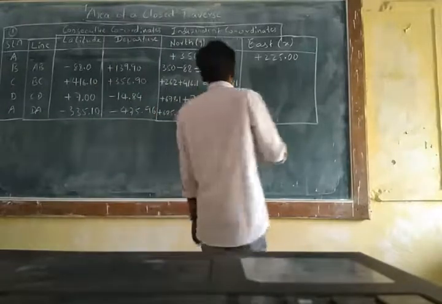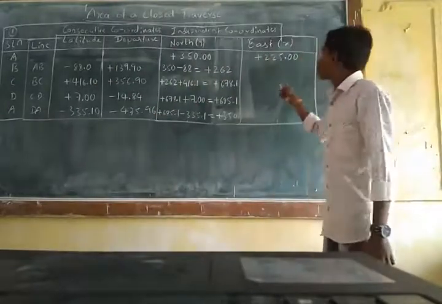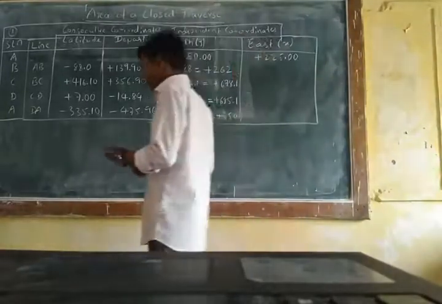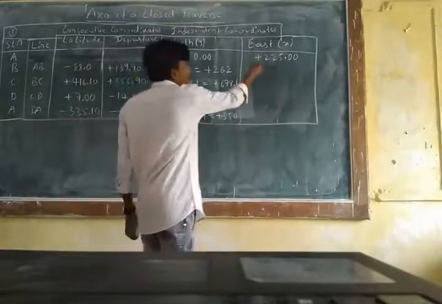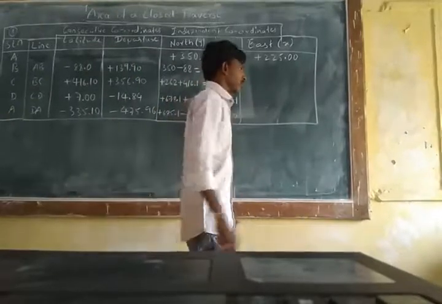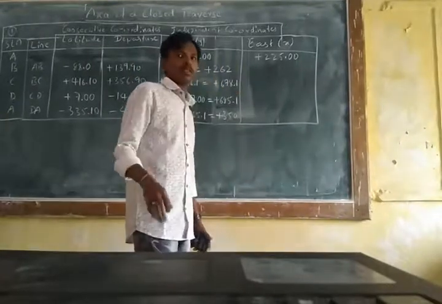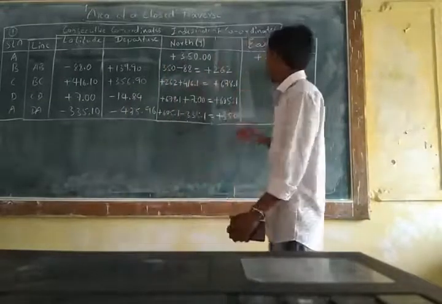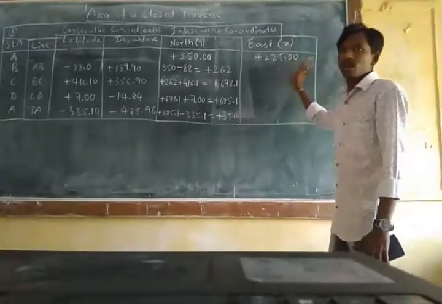Now let's come to the east coordinates and calculate, that is the x coordinates. Now I have assumed 225, you can assume anything.